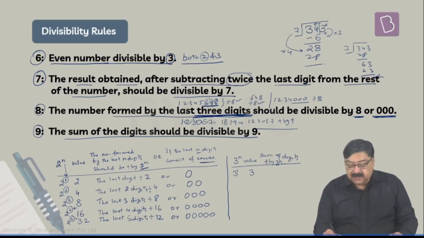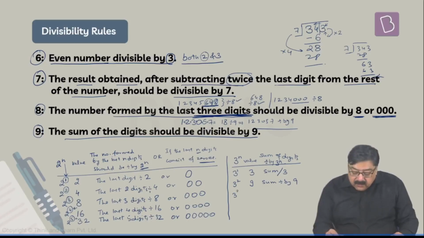So the sum of digits should be divisible by 3. Then the complete number will be divisible by 3. Now what about 3 power 2? We just saw it for 9. That is the value of 3 power 2. So the sum of digits should be divisible by 9.